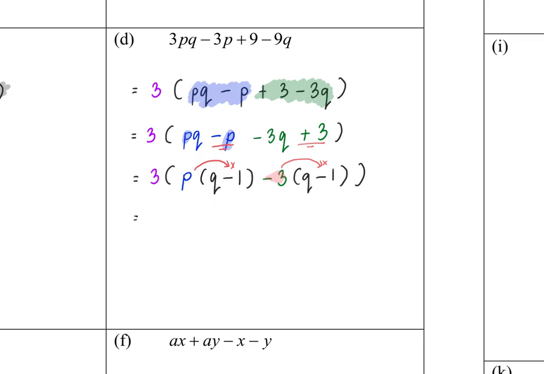And once we have that, we still have the 3 outside. Then I saw that q minus 1 is the common factor, and I'm left with p minus 3. And this is the answer for part D.